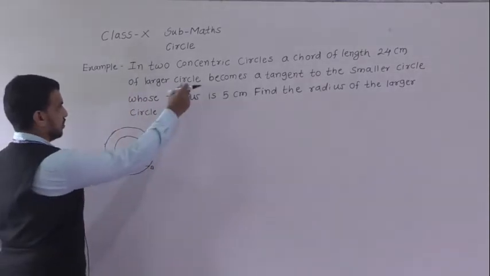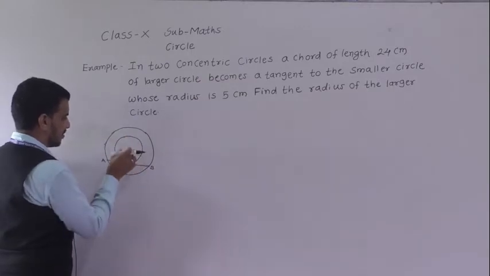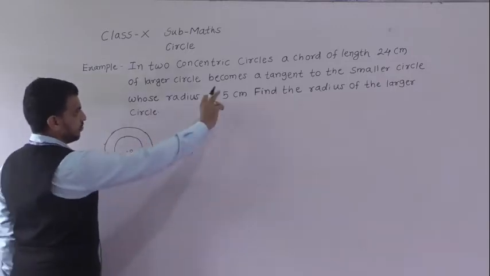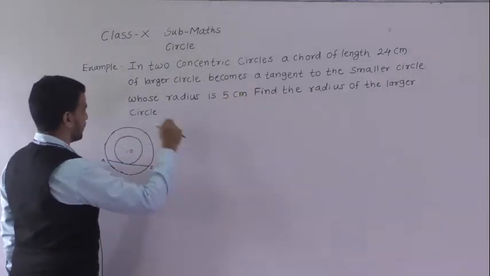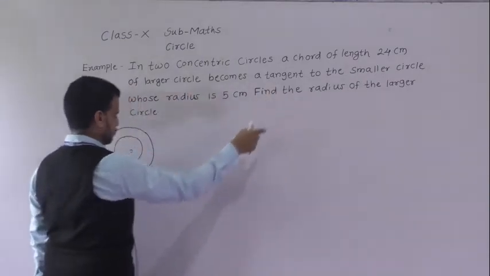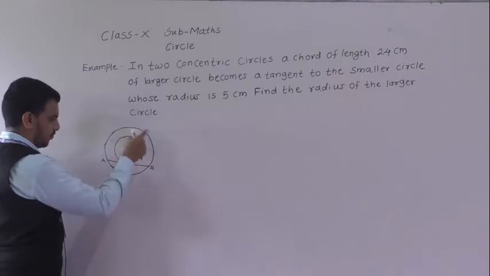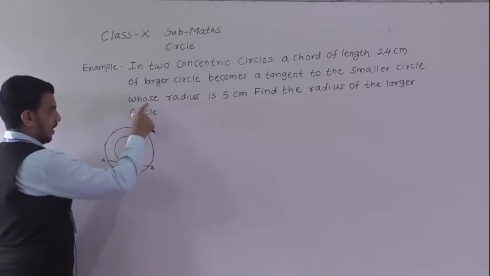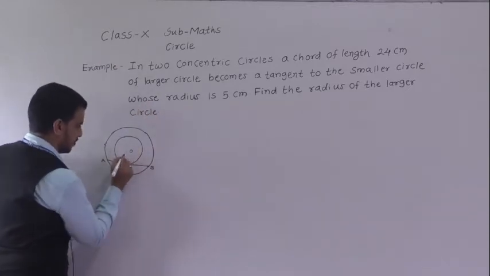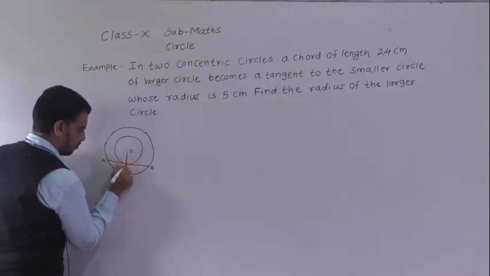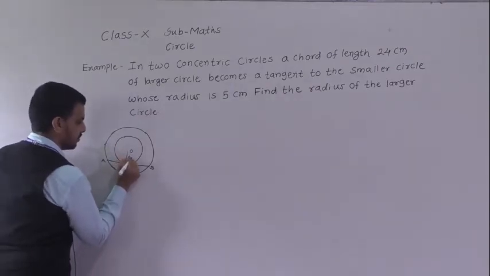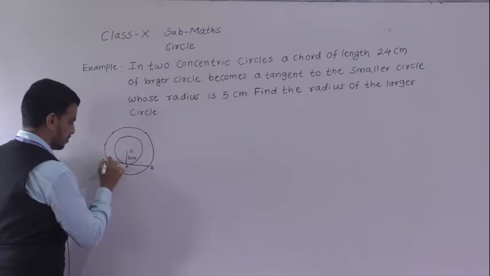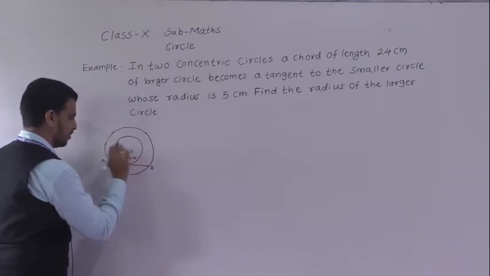So here these two concentric circles are there. Concentric circles means the center is the same and the radii are different. What is given? A chord of length 24 cm of the larger circle becomes a tangent to the smaller circle. So suppose AB is the chord of the larger circle, which becomes a tangent of the smaller circle, and the radius of the smaller circle is given as 5 cm. Suppose this is radius OP, that is 5 cm. We have to find the radius of the larger circle, so if we join OA, we have to find OA.